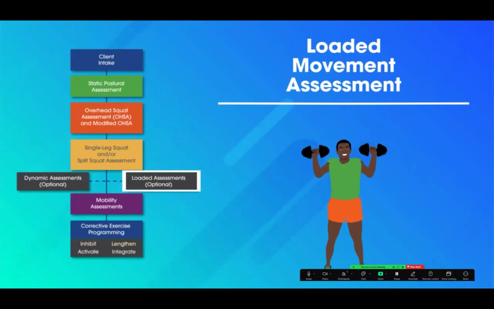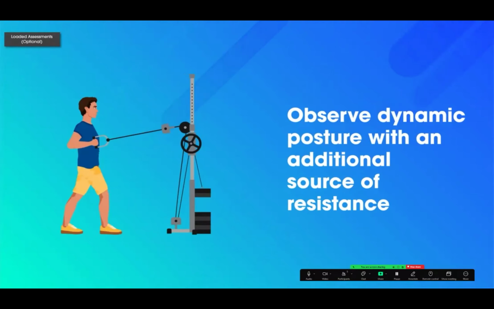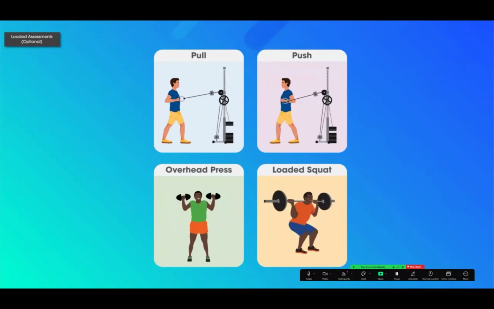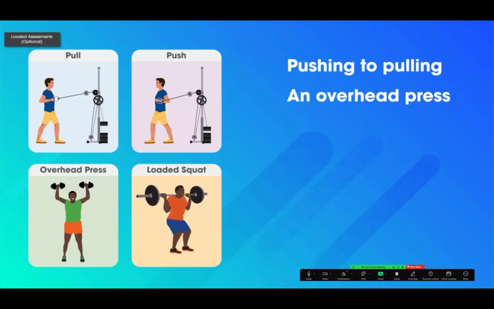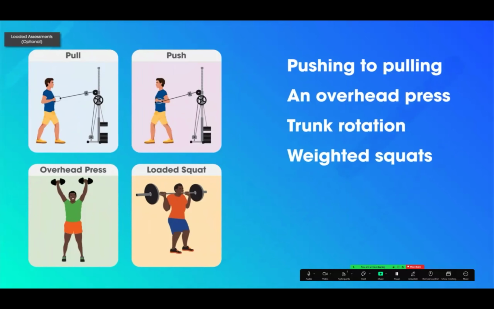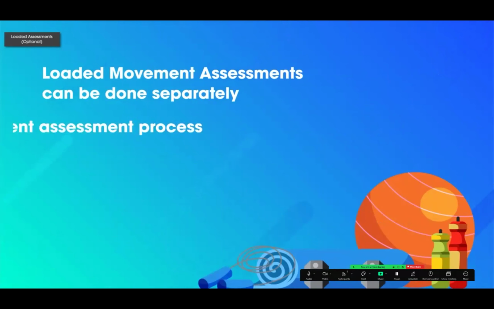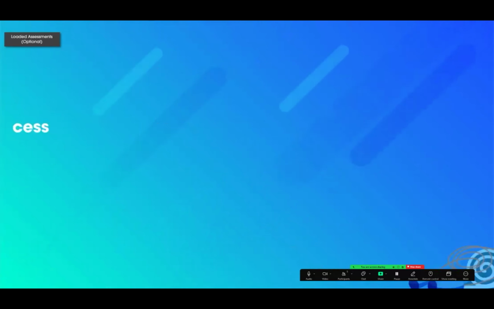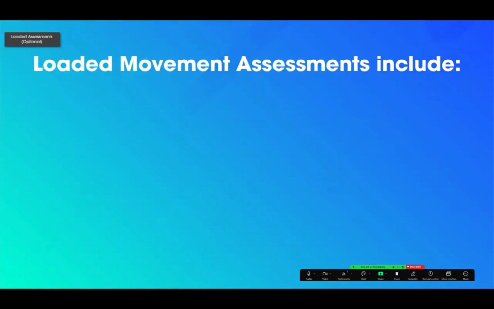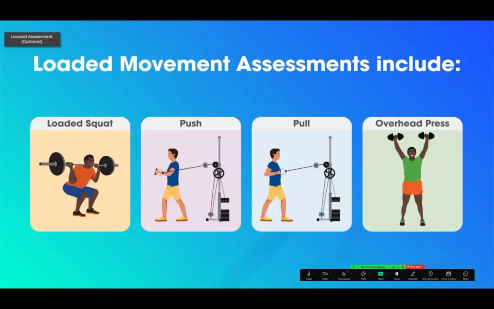Next, we'll take a look at loaded movement assessment. Here, you'll observe your client's dynamic posture with an additional source of resistance. This kind of assessment directly relates to movements we use each day, everything from pushing to pulling, an overhead press, trunk rotation, weighted squats, hinge exercises, split stance, and single leg exercises. Loaded movement assessments can be done separately as part of the client assessment process or within the client's workouts, depending on their comfort level. Loaded movement assessments include loaded squat, standing push, standing pull, and standing overhead dumbbell press.